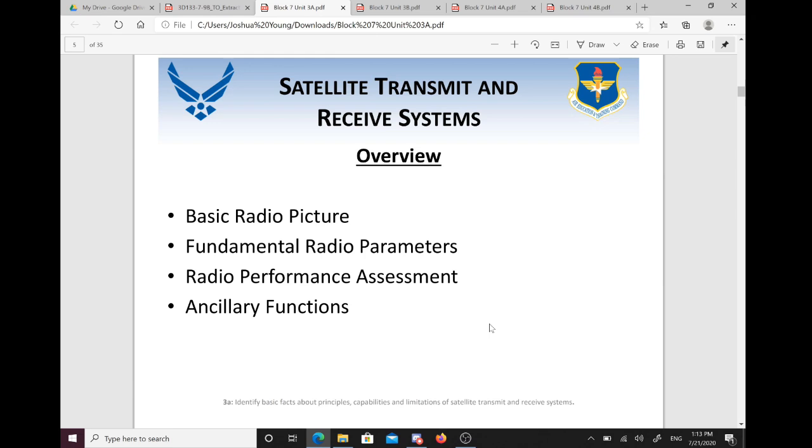As an overview, we will be covering the basic radio picture, a few fundamental radio parameters, radio performance assessment, and lastly, some ancillary functions.